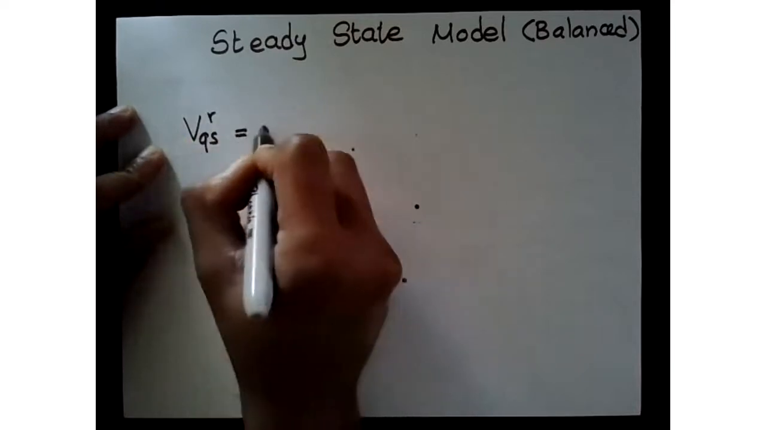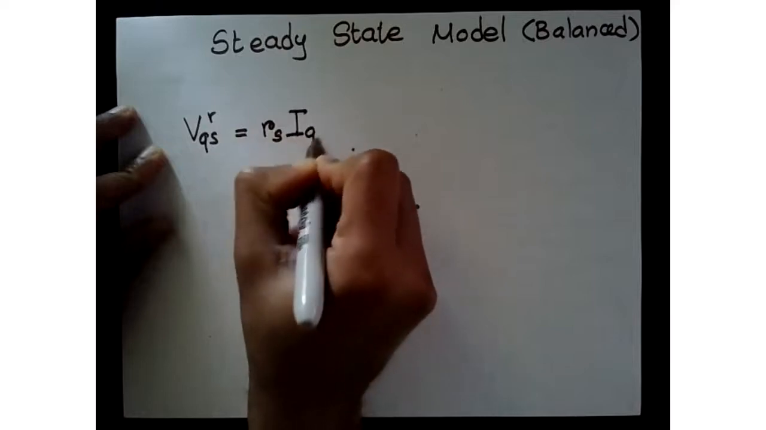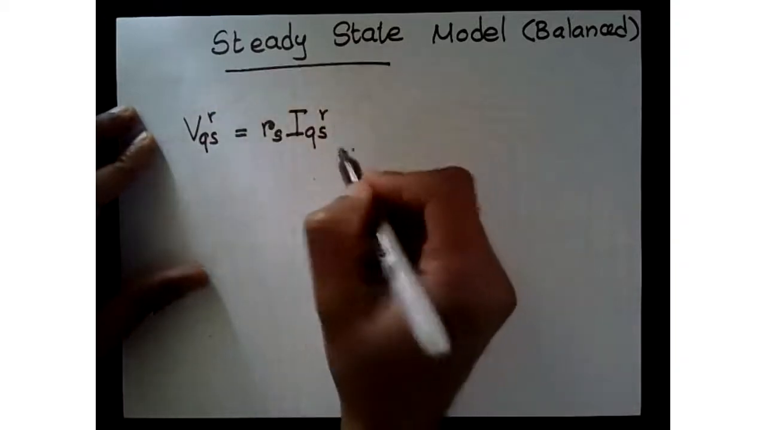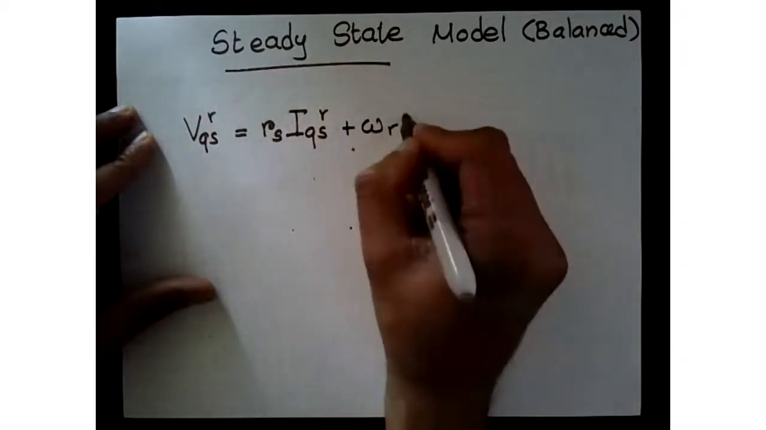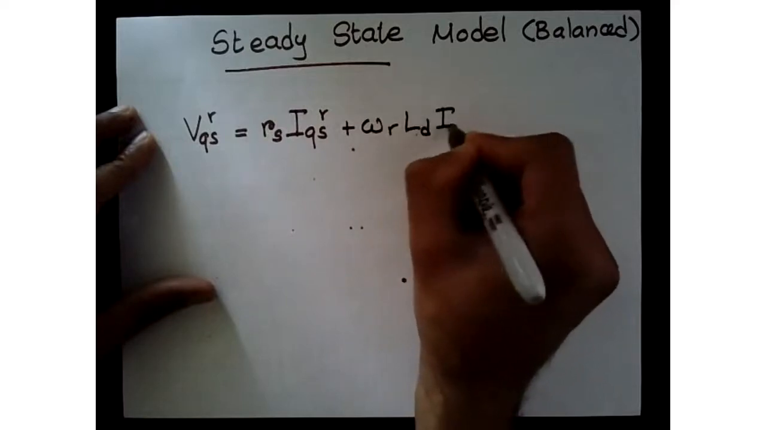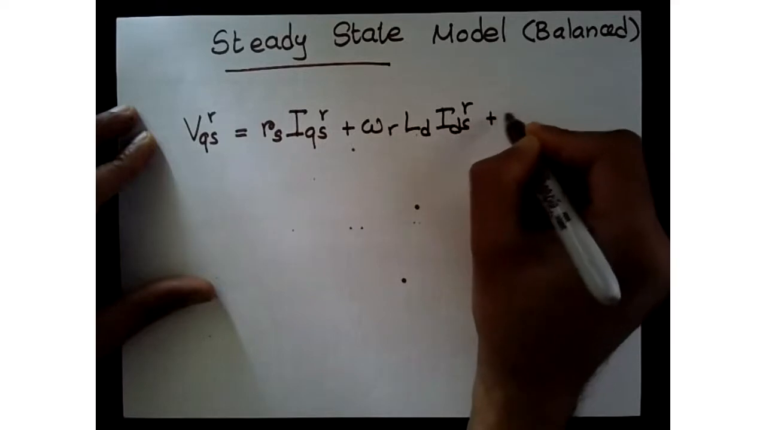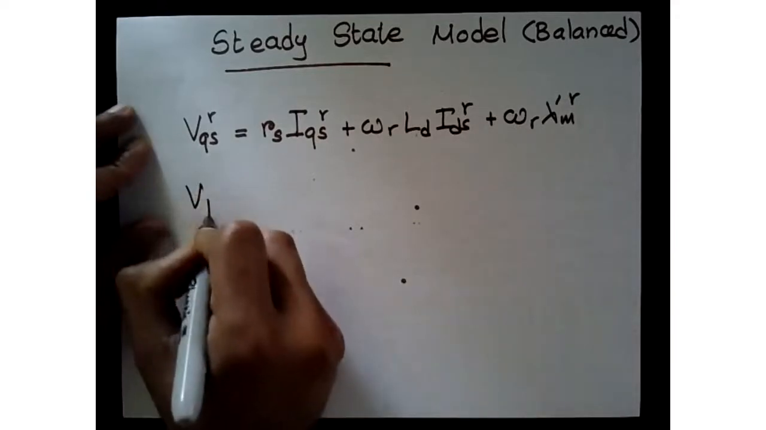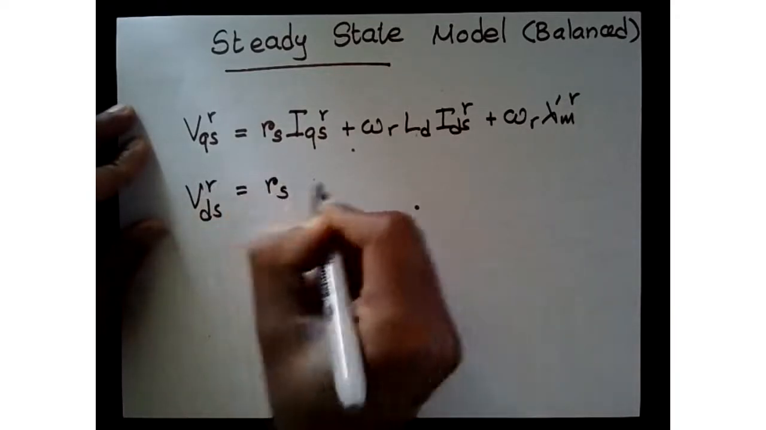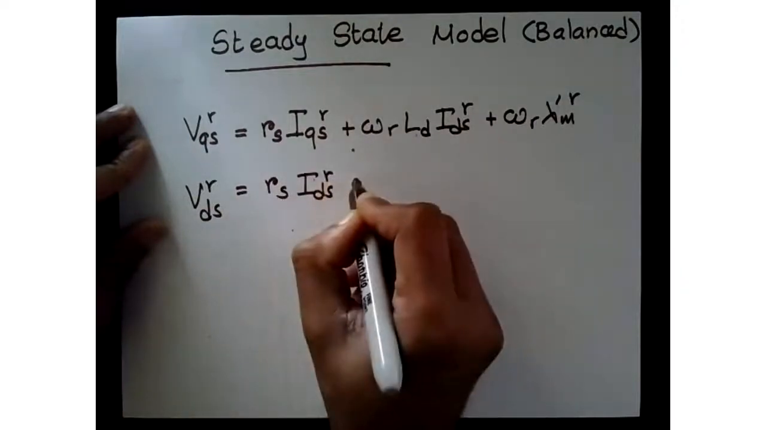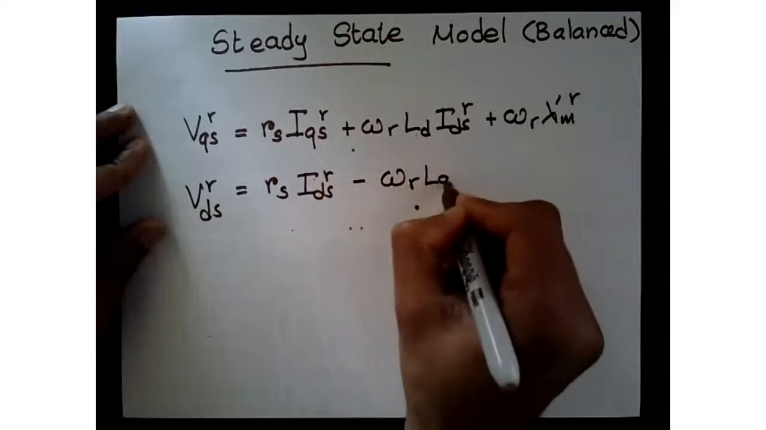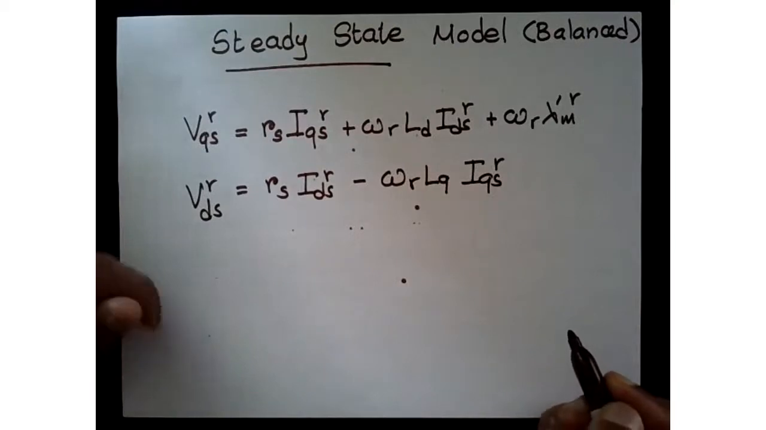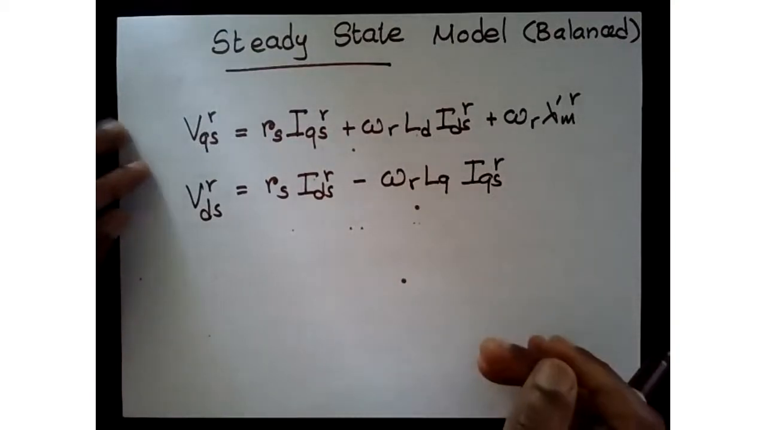Now I'm going to use capital letters here. VQSR is equal to RS IQSR. Your LQ inductance disappears. We are considering steady state, right? Plus omega R LD IDSR plus omega R lambda M prime R. Okay. And then VDSR becomes RS IDSR minus omega R LQ IQSR. Okay. So very nice, very straightforward equation.